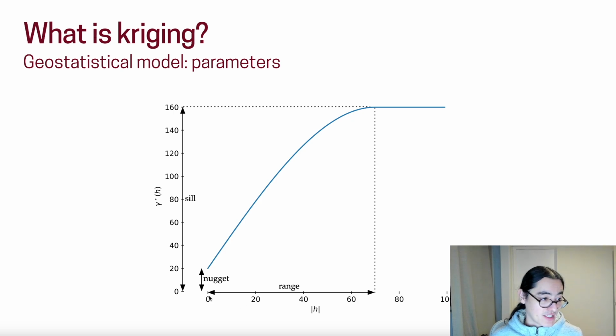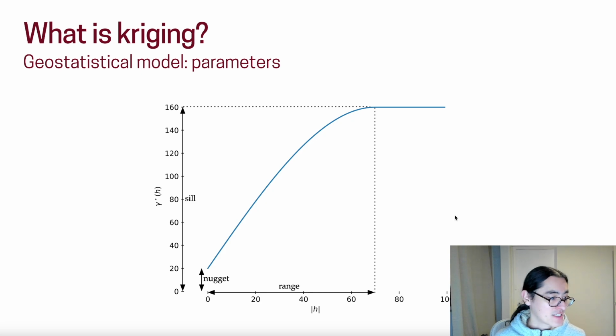The range tells you what is the distance that you need to get to in order to reach the place where there's no spatial correlation anymore. And then there's the nugget. The nugget is the point where you intersect with the y-axis, and it basically tells you something related to how much noise there is or how much error there is in the measurements, because even points that are very, very close together will have a certain dissimilarity.